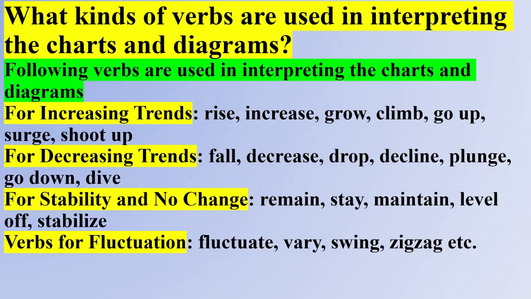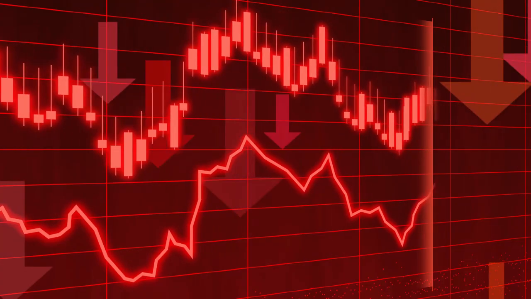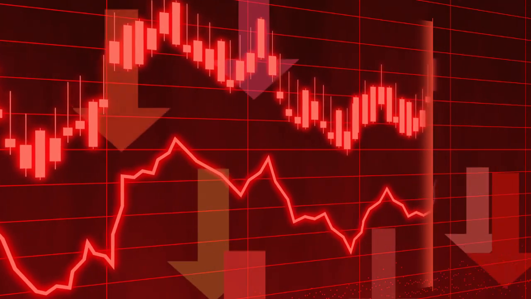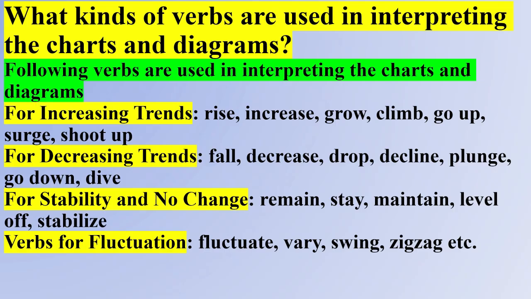For decreasing trends, when the quantities or values are down, then the following verbs should be used, such as fall, decrease, drop, decline, plunge, go down, dive, etc. For stability and no change, when the quantities or values are neutral, then the following verbs should be used, such as remain, stay, maintain, level off, stabilize.